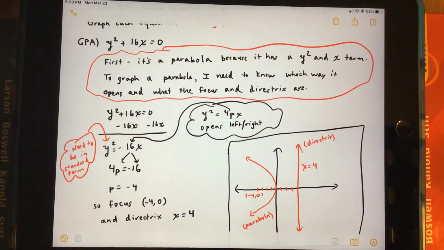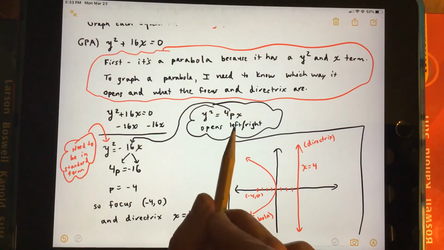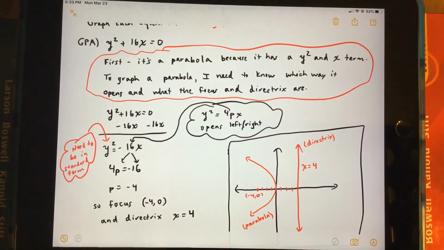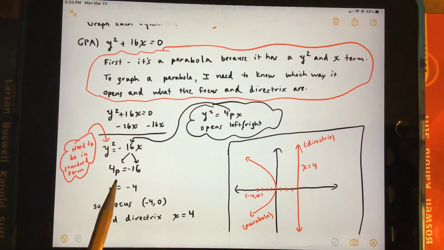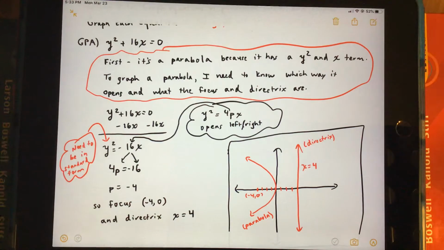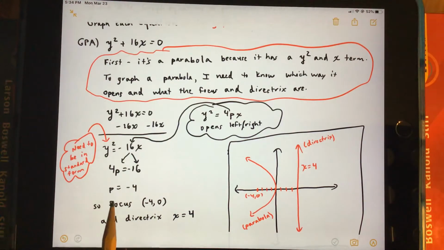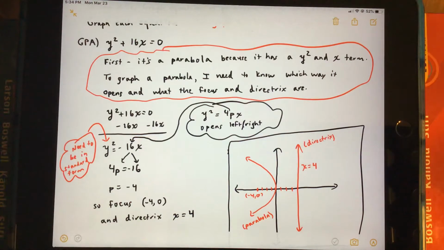So the next step is to figure out what our focus and our directrix are. The general form for our parabolas that open left or right is y squared is equal to 4px. So we're going to replace this coefficient, this negative 16 here, with that 4p, so we can solve for p and find out what our focus is, and from that what our directrix is. 4p is equal to negative 16 then. Dividing both sides by 4, p is negative 4. So our focus is at negative 4, 0.